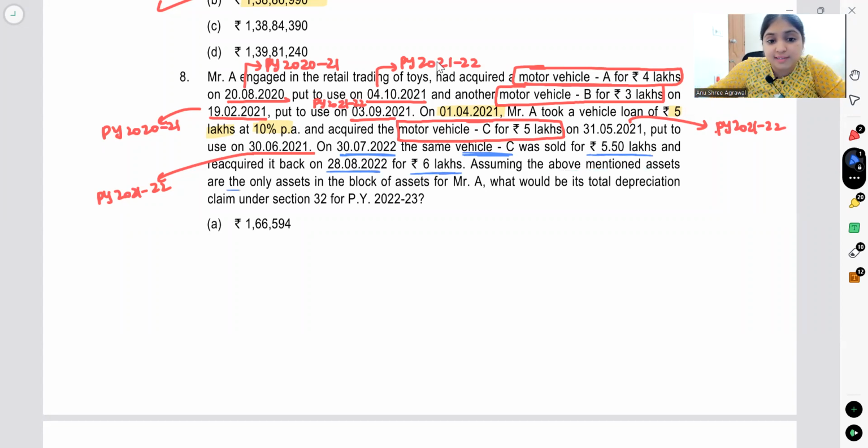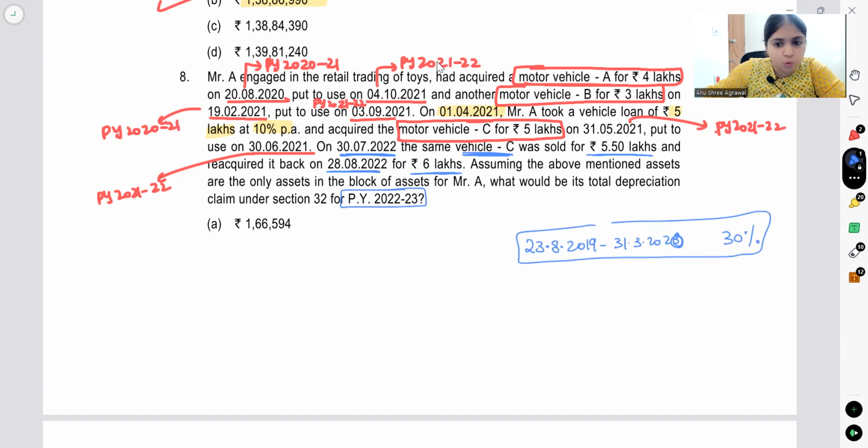Assuming the above mentioned assets are the only assets in the block, what would be the total depreciation for previous year 22-23? Okay, now listen. You are aware that if I acquired the asset and put it to use in this period, I get a higher depreciation rate for cars, guys. Instead of 15%, I get 30%. But if you look at this entire question, this period is not involved at all. So that is why we are going to ignore this period.